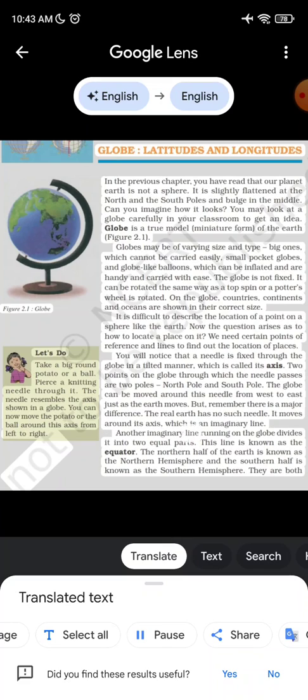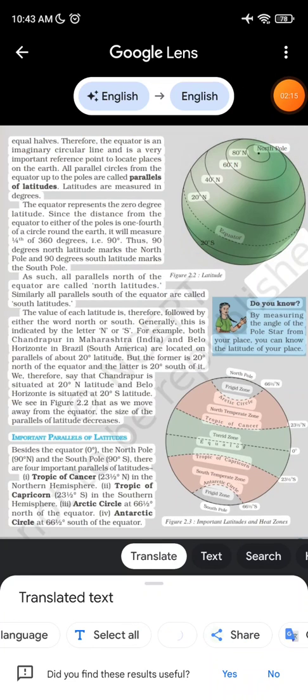Another imaginary line running on the globe divides it into two equal parts. This line is known as the equator. The northern half of the Earth is known as the northern hemisphere and the southern half is known as the southern hemisphere. They are both equal halves. Therefore, the equator is an imaginary circular line and is a very important reference point to locate places on the Earth. All parallel circles from the equator up to the poles are called parallels of latitudes.